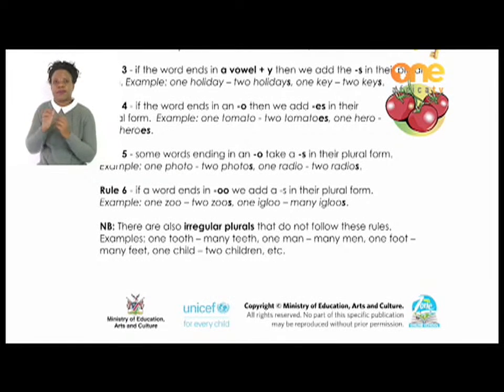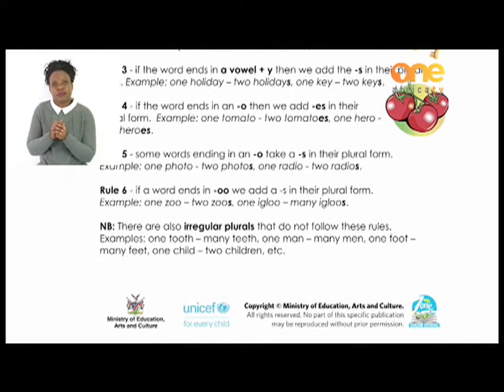Let's go to rule number 4, still on page 3. If the word ends in an O, then we add ES in the plural form. For example, potato ends in an O. We add ES there. Two potatoes, two tomatoes, a hero, two heroes. We are adding ES there.